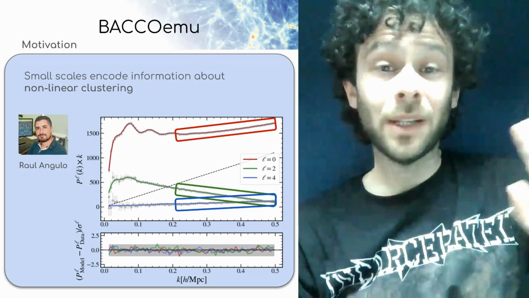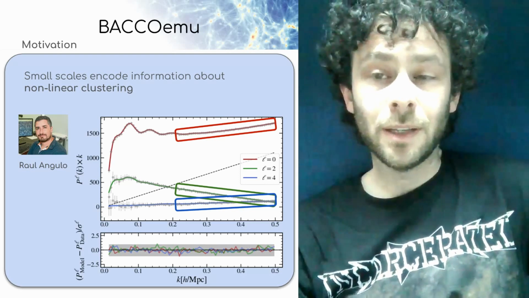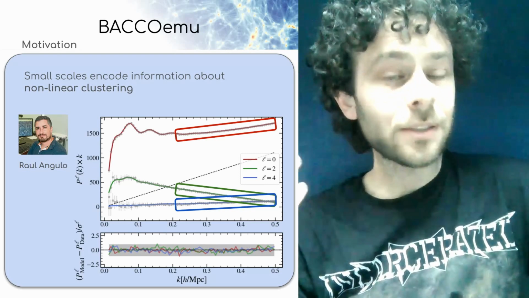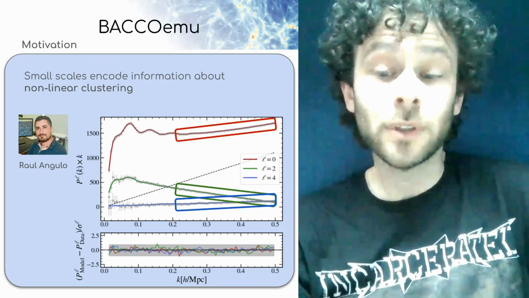I am not claiming here that higher order statistics won't have extra information, just that part of that information can already be found in the nonlinear scales of the power spectrum multipoles.